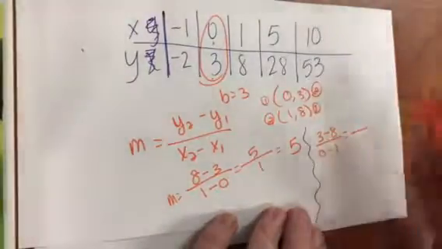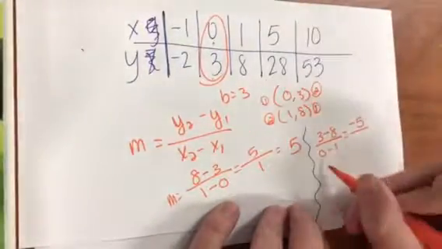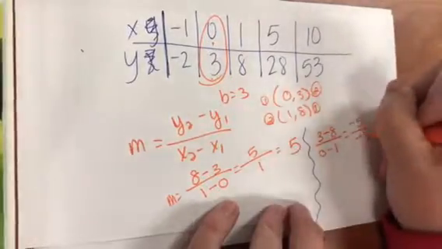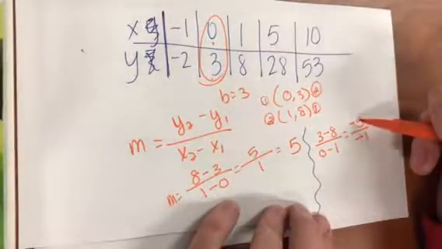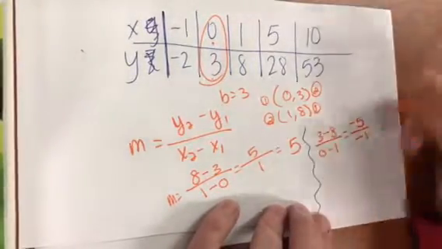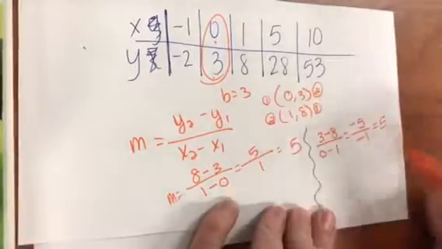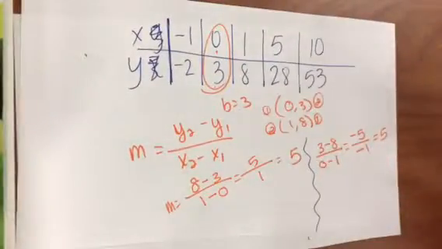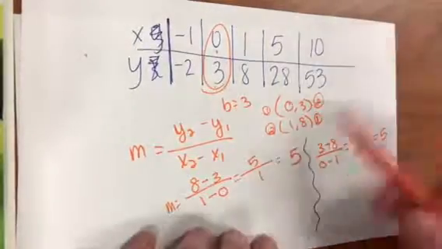So 3 minus 8 is negative 5. This 0 minus 1 is negative 1. Wait, negative divided by negative is a positive, so it still equals positive 5. It's still the same thing. So it doesn't matter which one you put first. You just got to put one of them first, and it's got to stay the same.